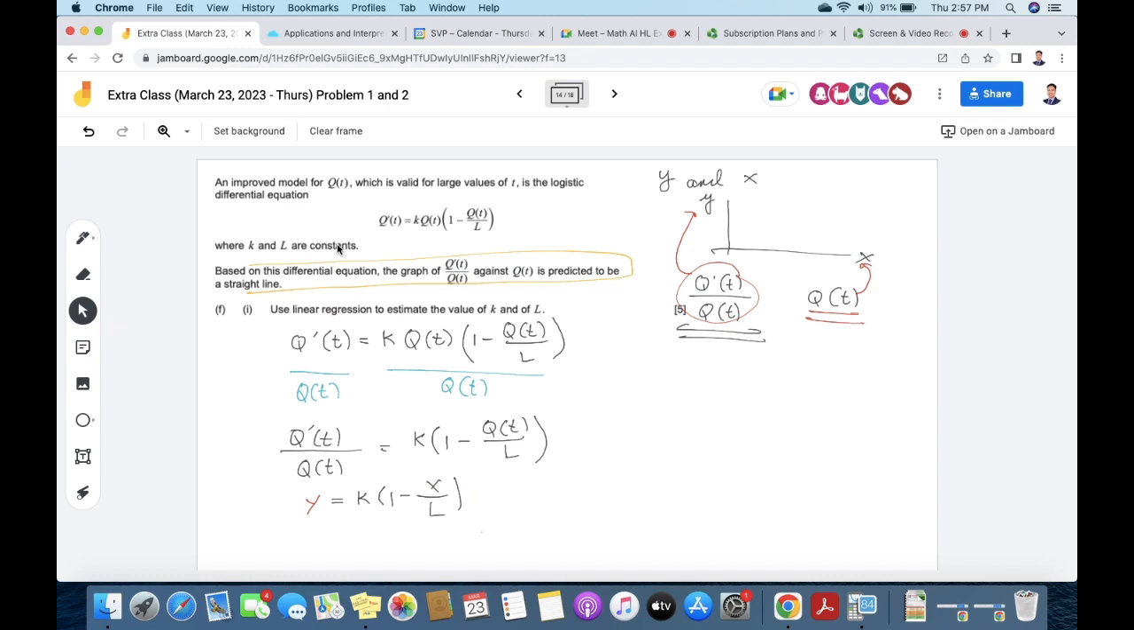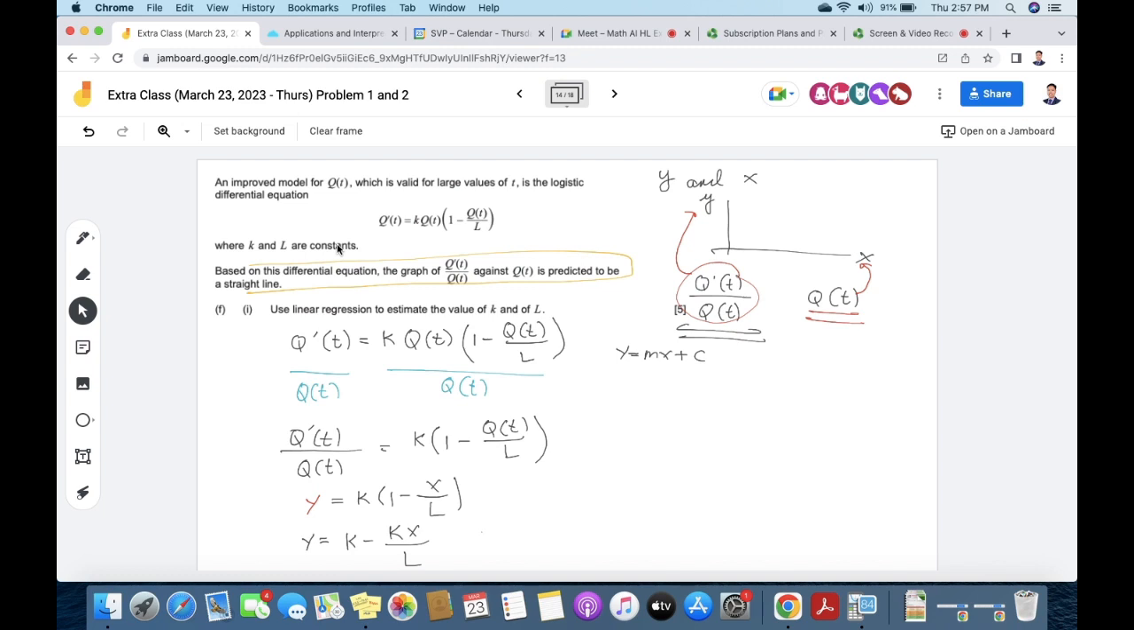No questions? Okay, then we proceed. So this now becomes y equal to, if I distribute the k, k minus kx over L. Clear? But linear equations come in the form y equal to mx plus c. Do you follow?